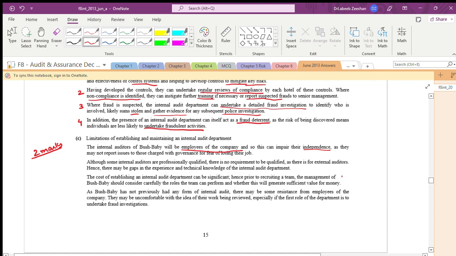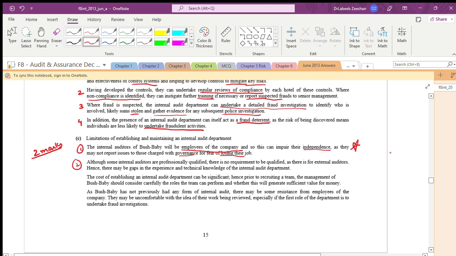The internal auditors of Bush Baby will be employees of the company. It will impair their independence, and they may not report issues to those charged with governance for fear of losing their job. This is a very standard answer. They are the employees of the company, which impairs their independence, so they cannot report issues to those charged with governance because of fear of losing their job. This is the first one.